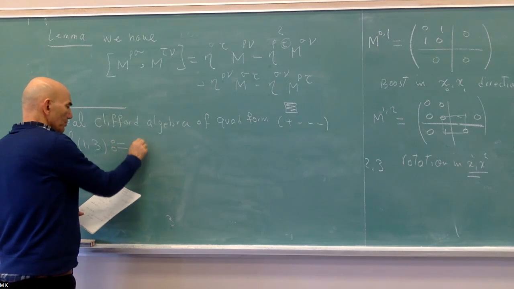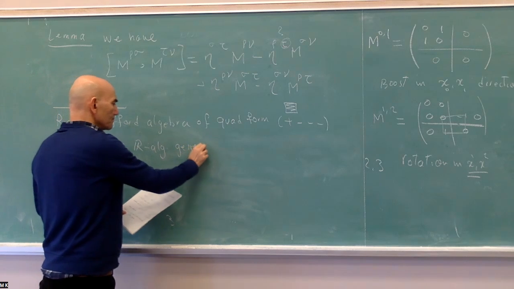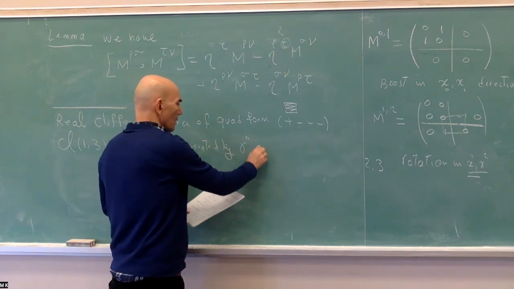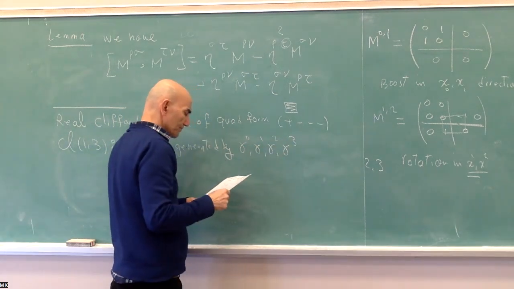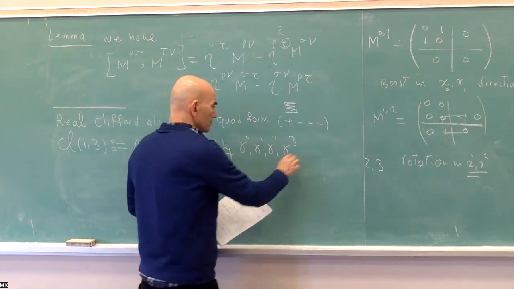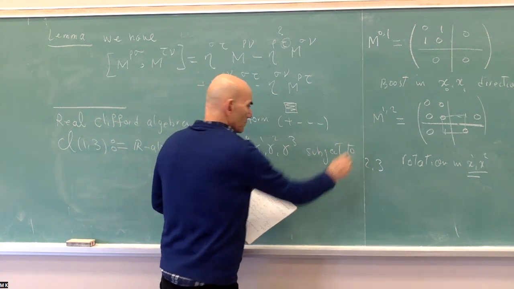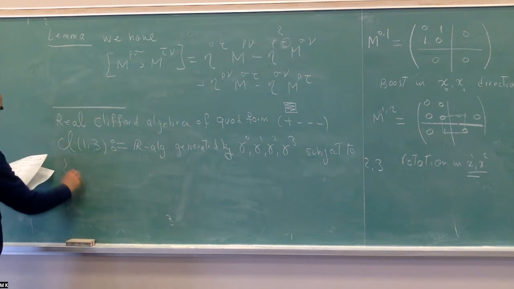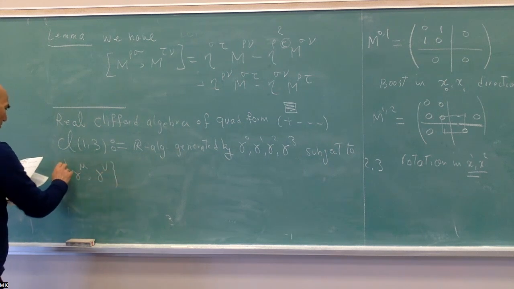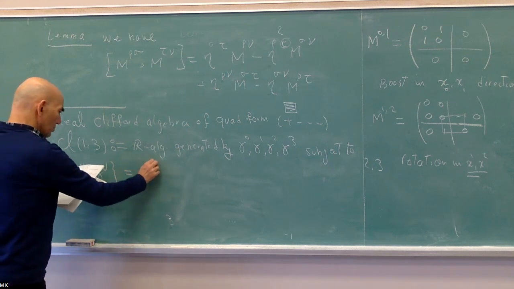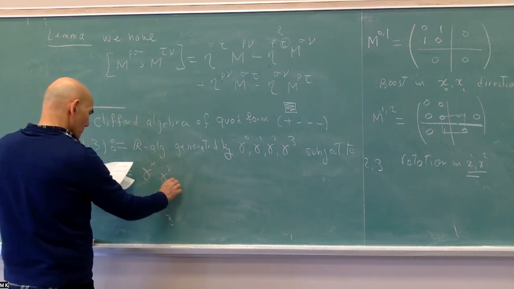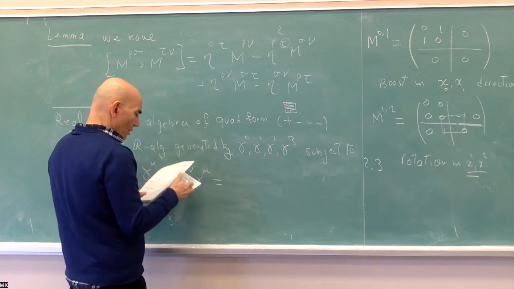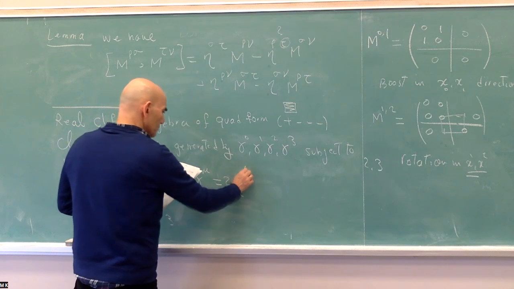So this is the real algebra by definition. By definition, this is the R algebra generated by four generators, gamma 0, gamma 1, gamma 2, gamma 3, subject to the following relation: the anticommutator of gamma mu and gamma nu, which is, by definition, gamma mu gamma nu plus gamma nu gamma mu, is equal to 2 eta mu nu times the identity.